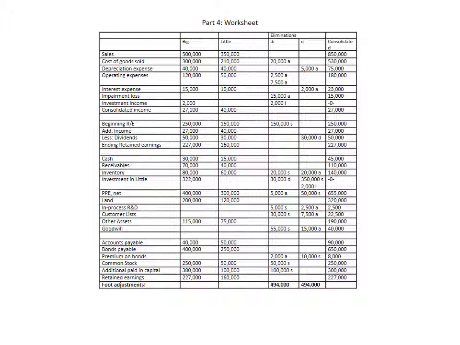So again, this should just be a mechanical process. Foot the two columns. If they're not equal, then you need to go back and double check. Did every journal entry get posted to the debit and credit column as appropriate?